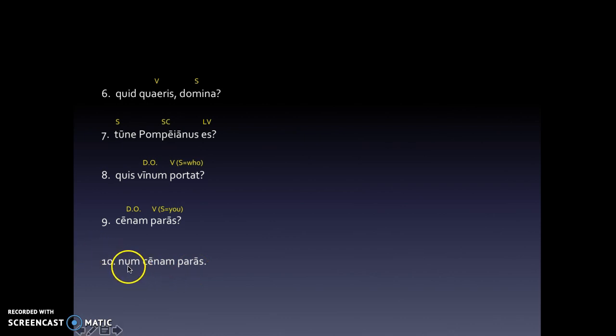Num cenam paras. Num is our question word. And again, remember, this is entering a question expecting the answer no. Cenam is still our direct object. Paras is still our verb with you being the subject. But instead of, are you preparing dinner? It's going to be, surely you're not preparing dinner. You can throw in an are you if you really want some emphasis there.